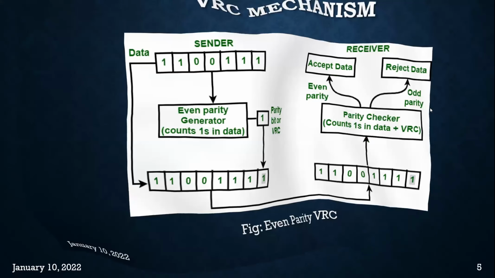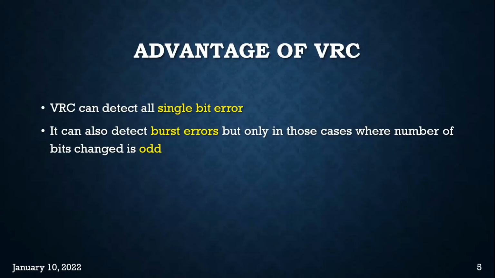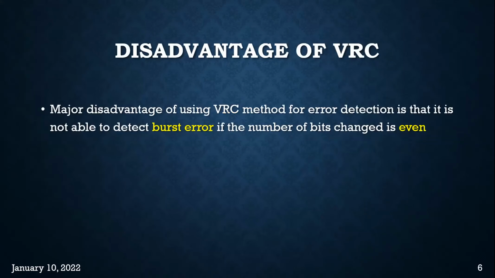Then advantage of VRC. VRC can detect all single bit errors. It can also detect burst errors, but only in cases where the number of bits changed is odd. Then disadvantage of VRC. The major disadvantage of using the VRC method for error detection is that it is not able to detect burst errors if the number of bits changed is even.